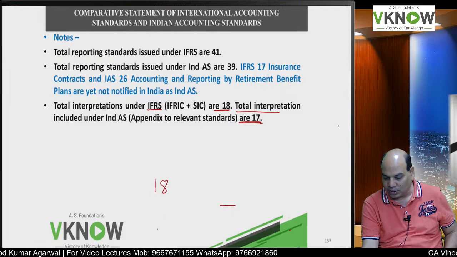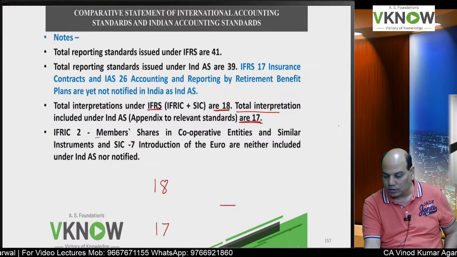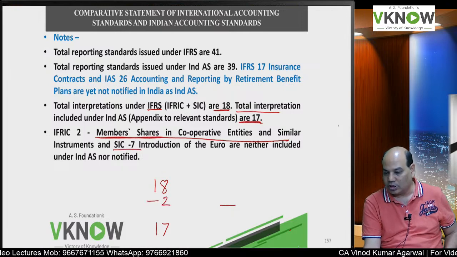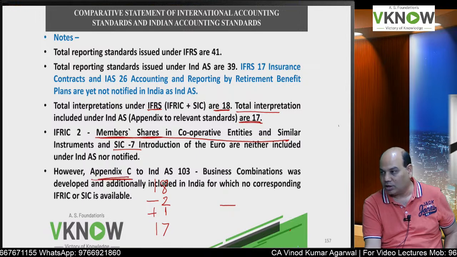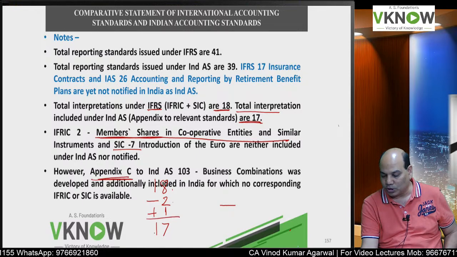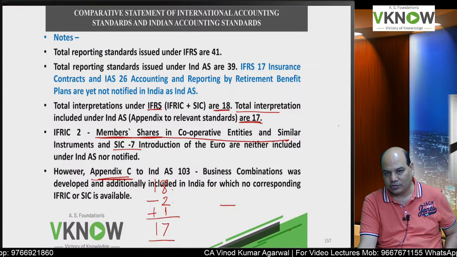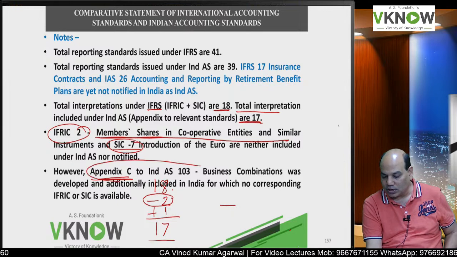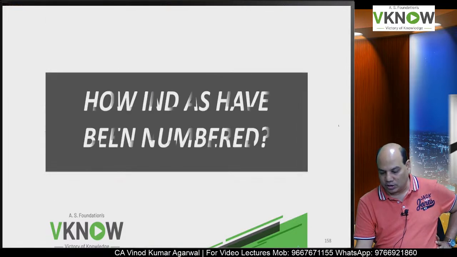So how do you reconcile 18 and 17? There are two interpretations which are not applicable in India: IFRIC 2 and SIC 7, but plus 1, there is one appendix which has been added in Ind AS 103. So 18 minus 2 plus 1. These are interpretations. 18 is in IFRS. In India, these two are not there, but this is added from our side, that is the carve-out. So 17 interpretations are there.